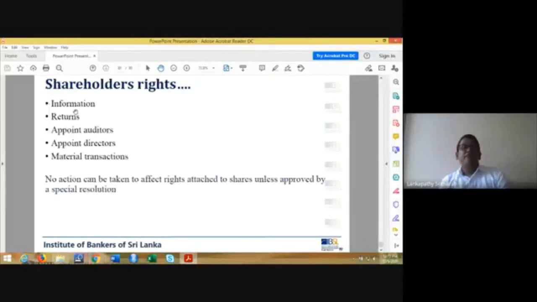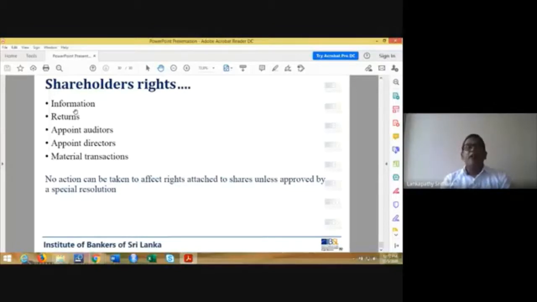And finally, we are going to discuss the shareholders' rights. It is one of the important things. Shareholders have certain rights. The first one is, as per the Company Act, shareholders have the right to obtain any information related to the company's transactions. So they can request the company secretary to provide that information. So they have the right.